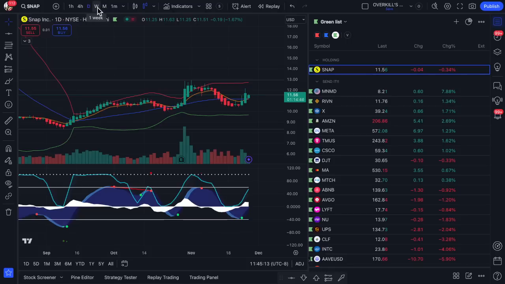I don't typically take the weekly into consideration a whole lot, but I will look at it sometimes, especially if I'm thinking about taking a position, just to see what it's saying. But mostly the monthly and the daily are the ones that I really, really like to focus on.